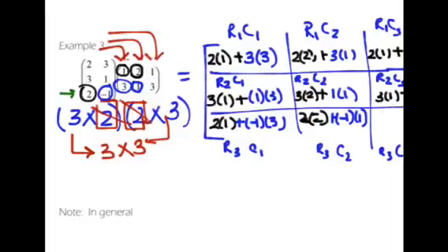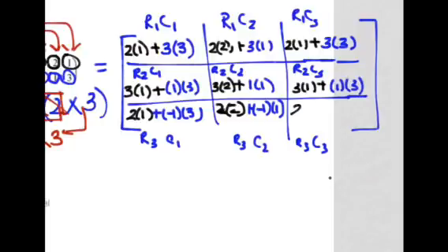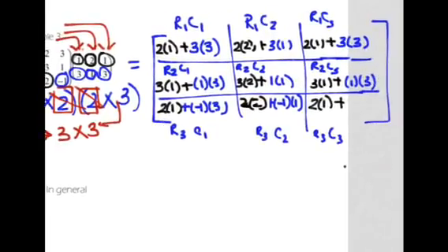Last column. This 1, this 3. So it's 2 times 1 plus negative 1 times 3.